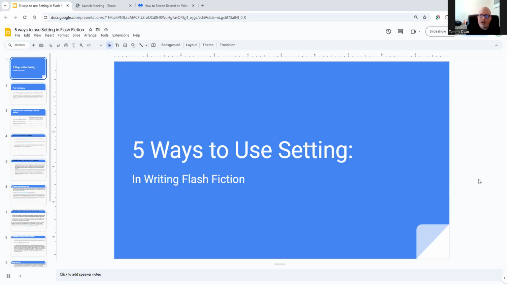Hello, writers, workout participants, and fans, and those that are here to learn a little bit more about writing flash fiction. This is going to be 5 ways to use setting in your flash fiction.